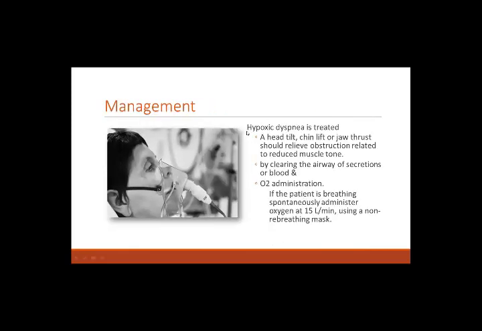Management, what do we have to do for this? First thing, head tilt, chin lift, jaw thrust. Okay? This would relieve the obstruction related to reduced muscle tone, meaning the tongue falling back. Obviously in a flat lying patient who is kind of sleepy, this would be the first thing to do. After that, you will clear the secretions, blood, any foreign body that is inside. Then if the patient can breathe spontaneously and does not need to be reintubated, we will start oxygen with a mask at 15 liters per minute. This should take care of most situations.